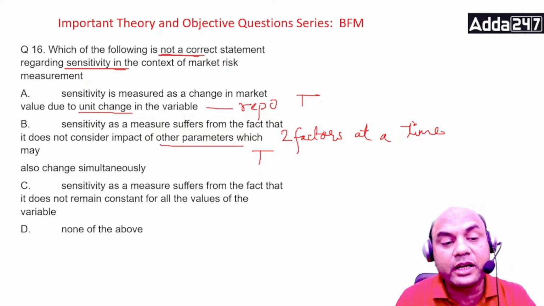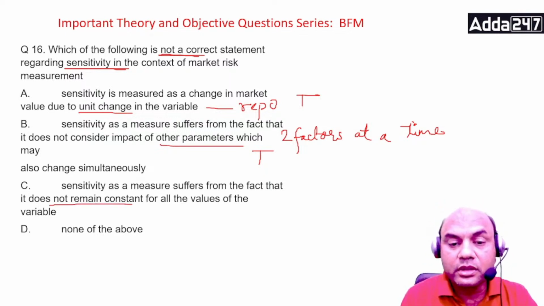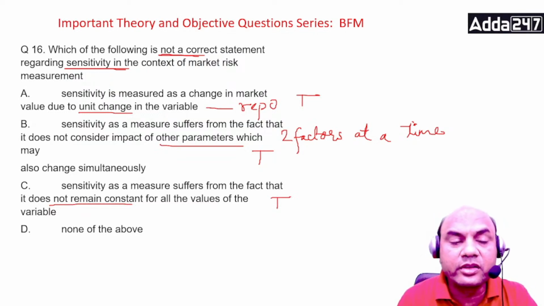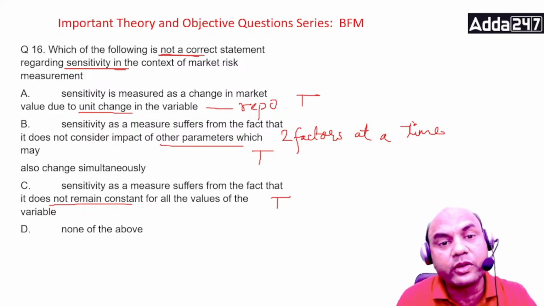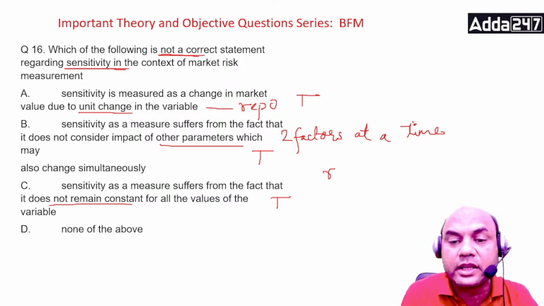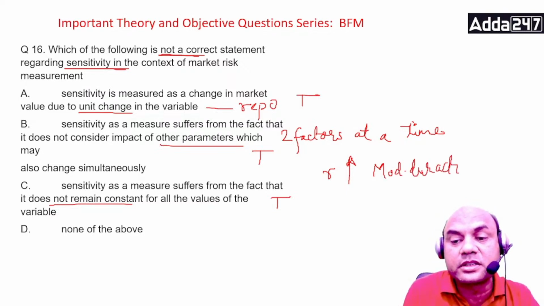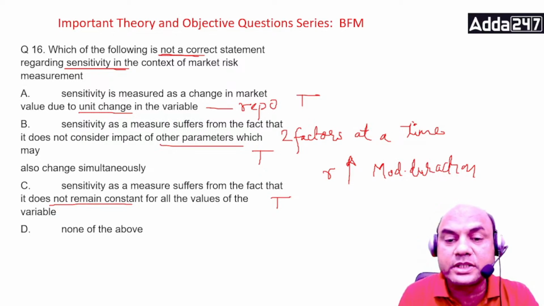Sensitivity as a measure suffers from the fact that it does not remain constant for all the values of the variable. That is also true. As the variable changes, the sensitivity will go on changing. Take the simple example of modified duration. As the rate of interest y goes on increasing, the modified duration goes on decreasing. You must know the basics of modified duration. So that's why this is also true.